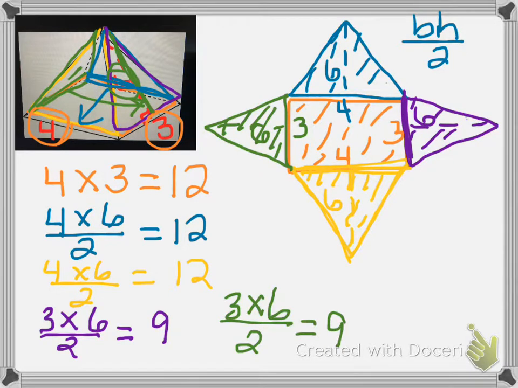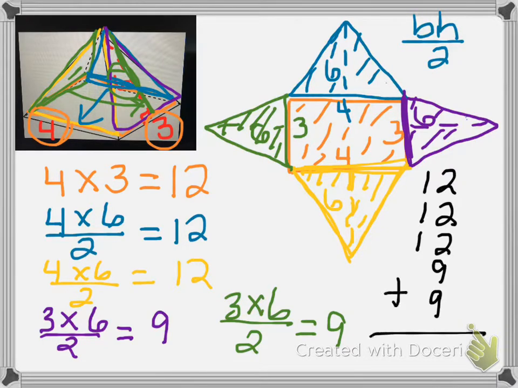So now that we've found the area of each individual piece of the net, to find the area of the whole 3D rectangular pyramid, we just need to add those all together. So we're going to add 12 plus 12 plus 12 plus 9 plus 9. And you can use calculators for this part of the assignment. When I add 12 plus 12 plus 12 plus 9 plus 9 in my calculator, I get 54, and we have to put a label in here, square units.